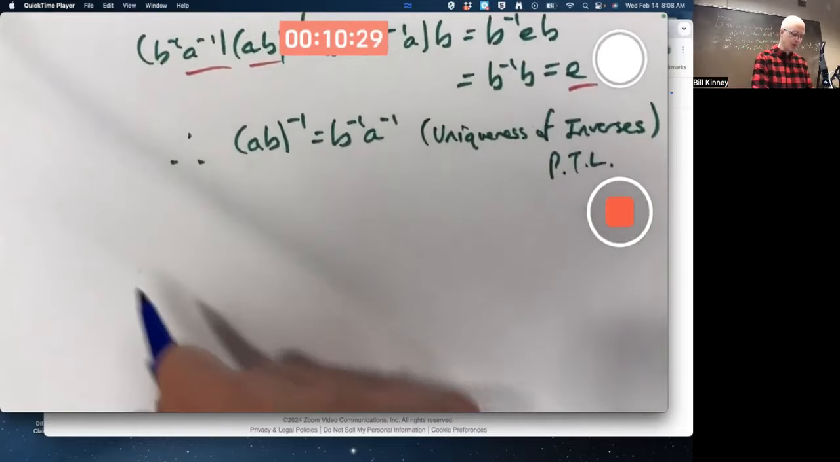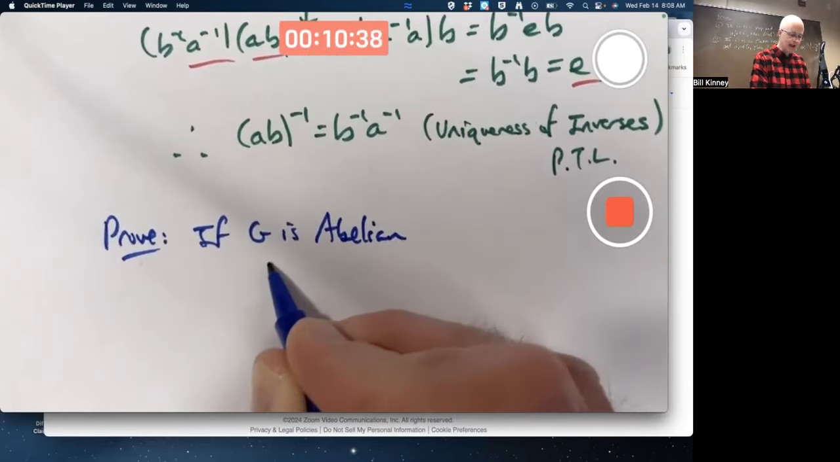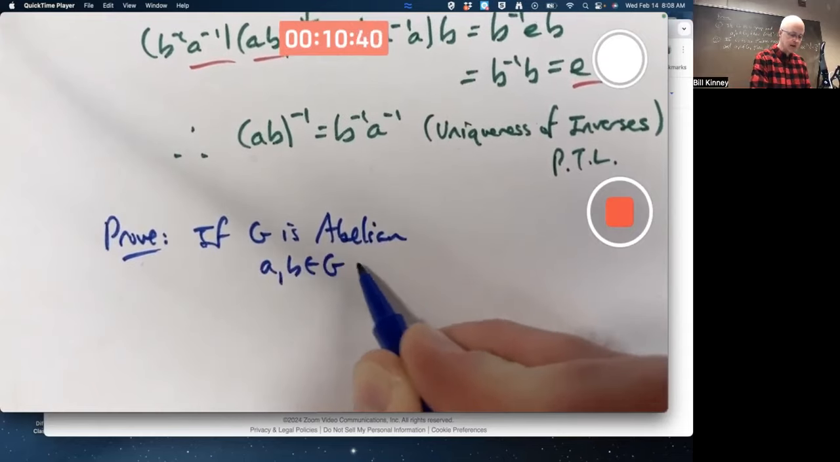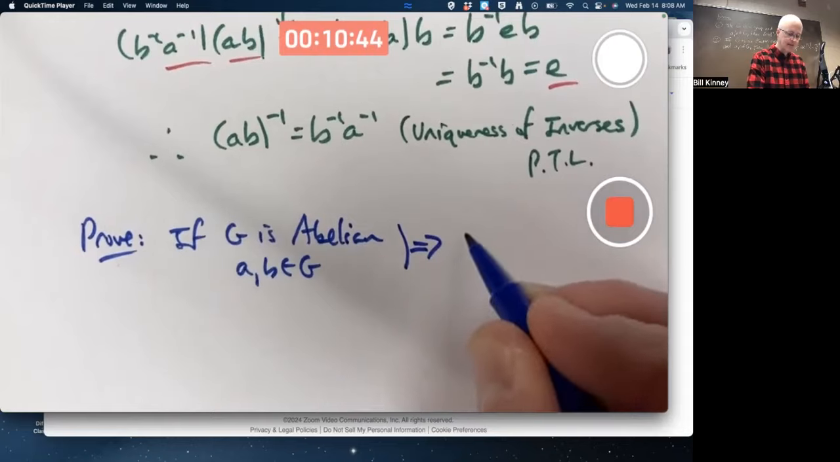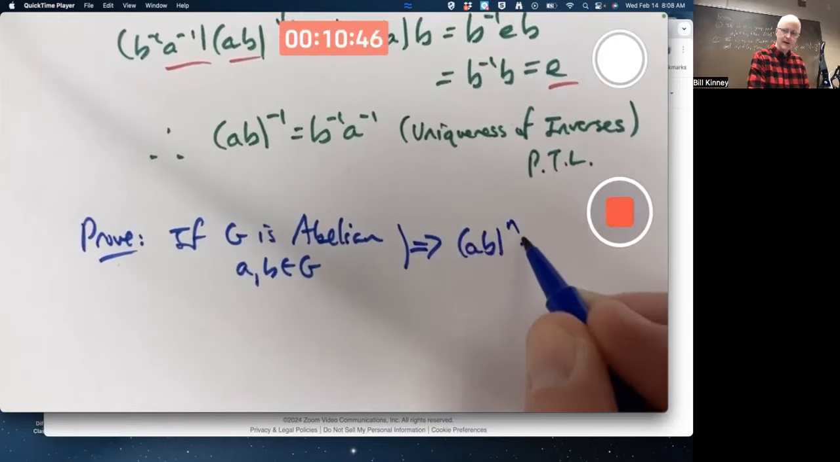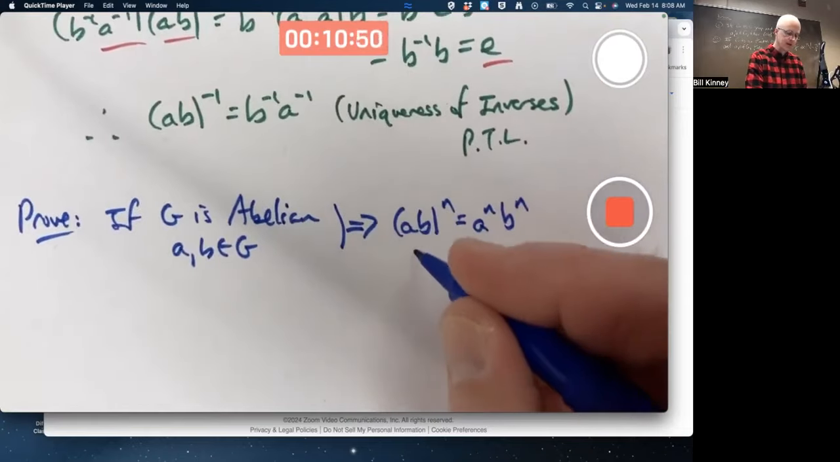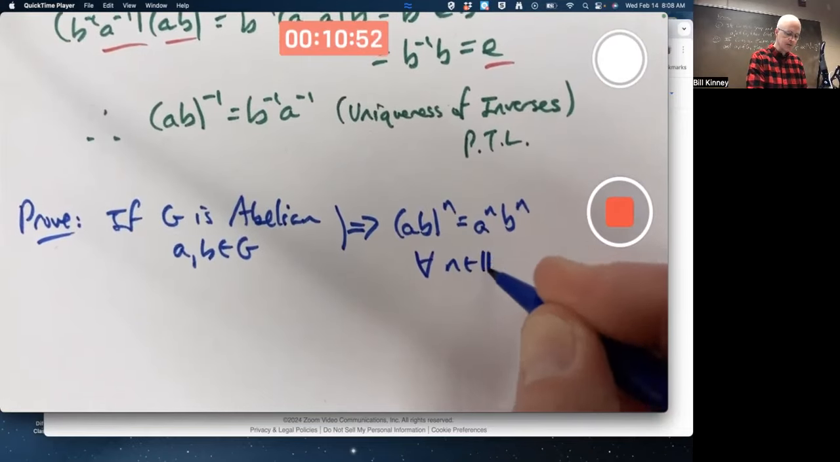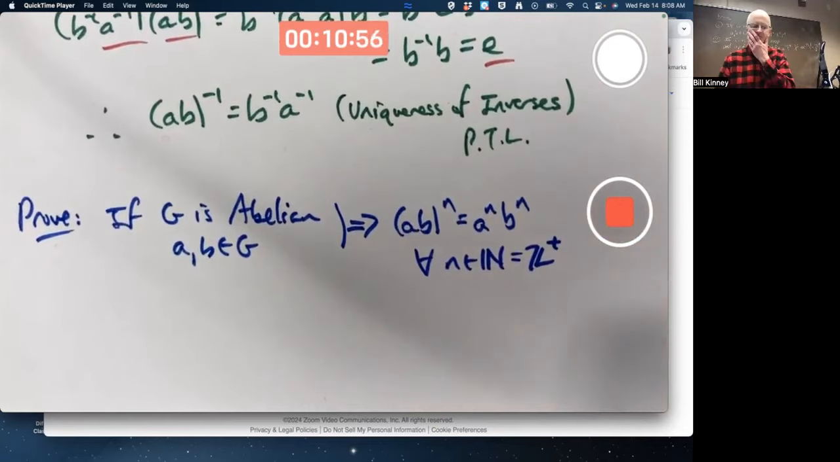Next problem was to prove that if G is abelian and a and b are arbitrary elements in G, then (ab)^n is a^n times b^n, and we'll restrict ourselves to all natural numbers, positive integers, just to make it simpler. It's still true for 0.